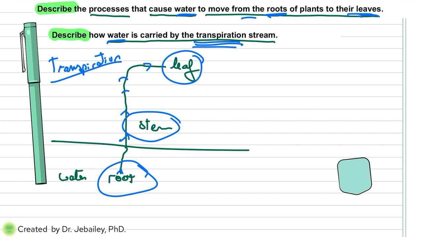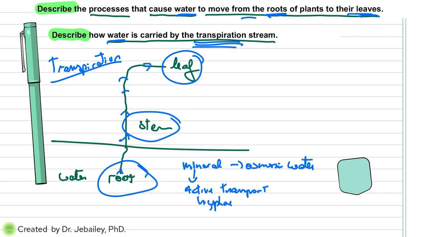So with the water and the roots, you can always talk about how minerals are coming in, and that leads to the osmosis of the water coming in because water wants to go to a place of high solutes. You can also talk about how minerals are coming in through active transport, as well as through the hyphae of the fungus. And when you have too many minerals inside the root, then you have water coming in through osmosis.